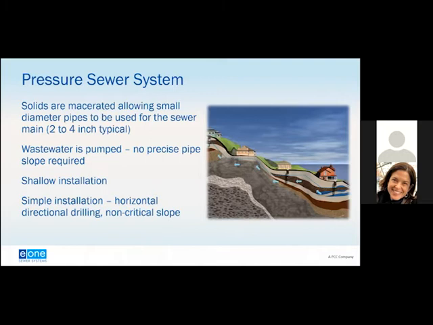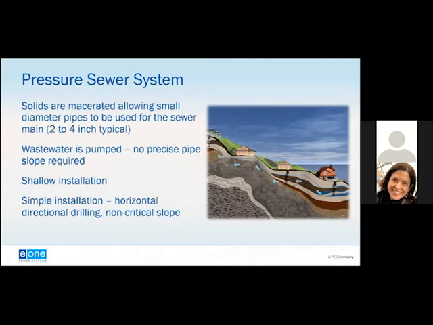Okay, so with the grinder pumps, the solids from the residence or the commercial development are macerated down to very small particles, and this allows small diameter pipes to be used for the sewer main. Typically, that pipe is going to be about 2 to 4 inches. On some larger pressure sewer systems, you might see a 6-inch, in some cases maybe 8-inch pipe. But for the most part, it's going to be 4-inch diameter or less.